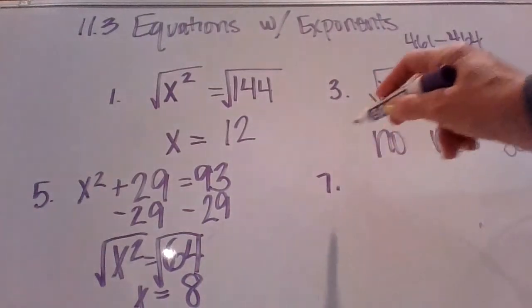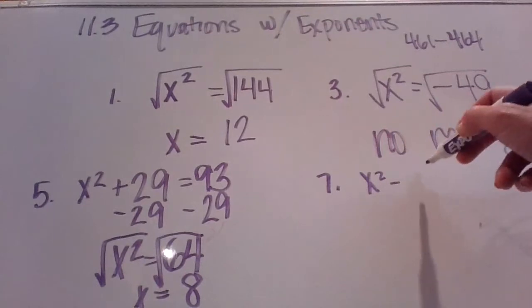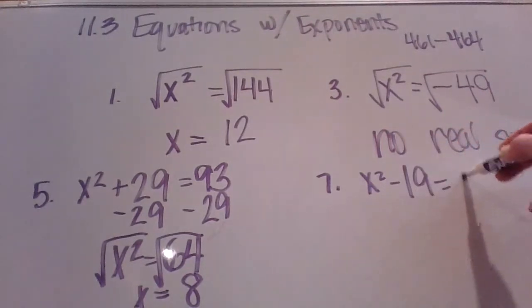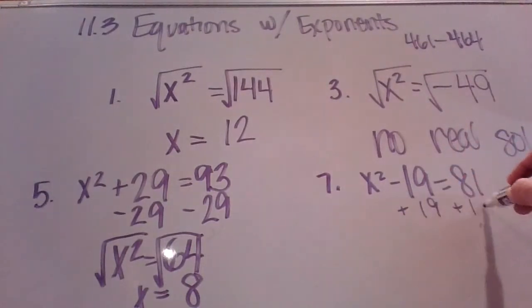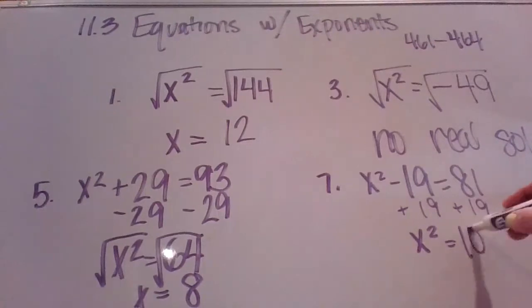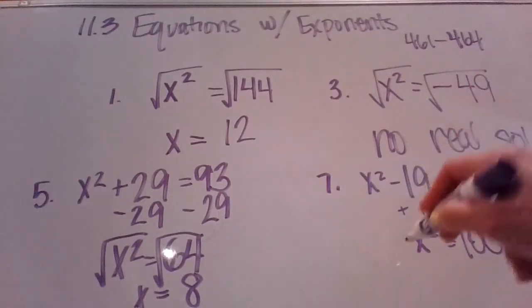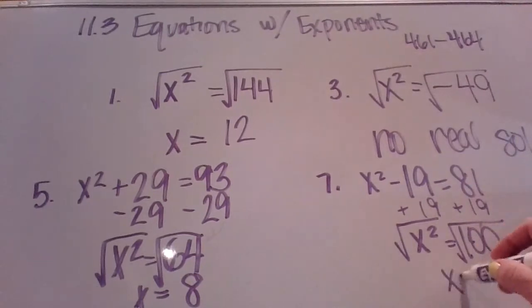Let's do number 7. Number 7 is x squared minus 19 is equal to 81. I need to add 19 to both sides, and I get x squared equals 100. Now we find the square root, and x is equal to 10.